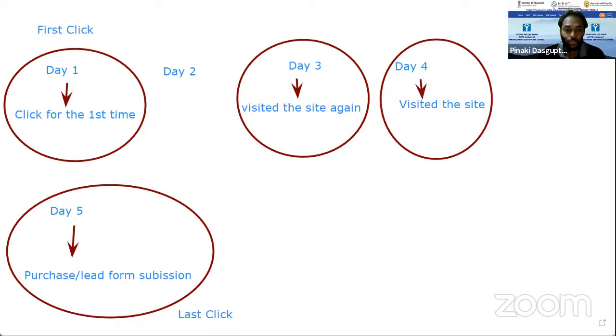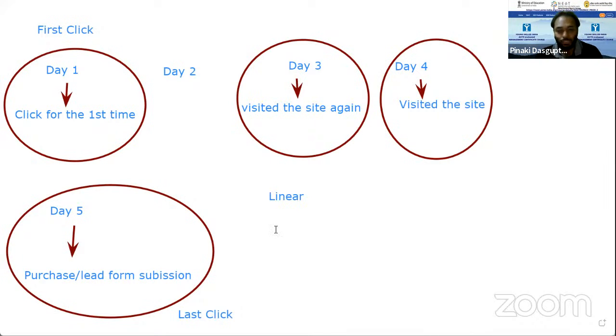So we can say it is linear. This means equal credit to all the interactions. Okay.